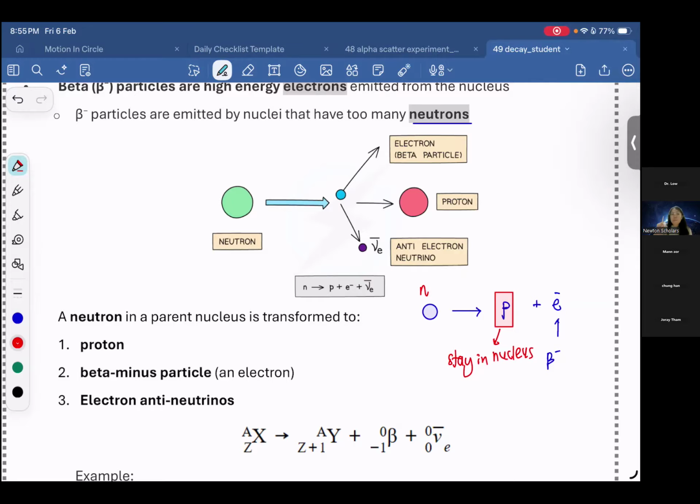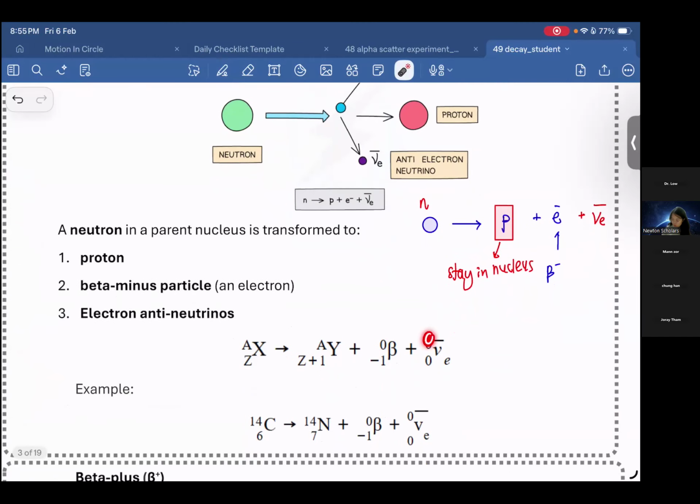Okay, one more particle was discovered at a later stage. There will be a third particle called the antineutrino. The symbol is like this, v e, then on the upper part draw a line. This is called the antineutrino. It doesn't have charge, it doesn't have mass, so it will be 0 0 here. Okay, this is called the antineutrino.